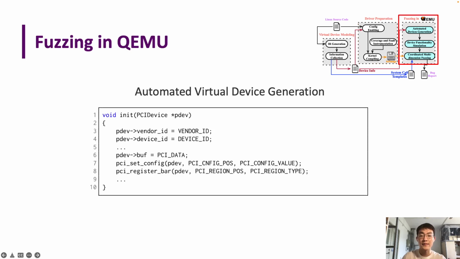Finally, PrIntFuzz performs fuzzing on QEMU. In this phase, PrIntFuzz first generates virtual devices based on a basic template. PrIntFuzz will fill in the empty items in the template with the information extracted before, for example, the device ID, config value, and the memory region information, and so on.